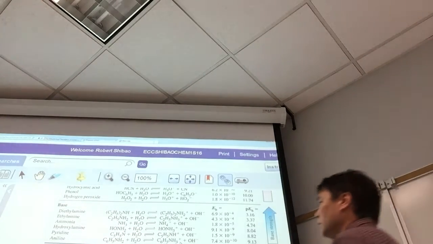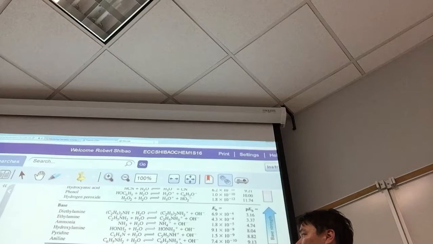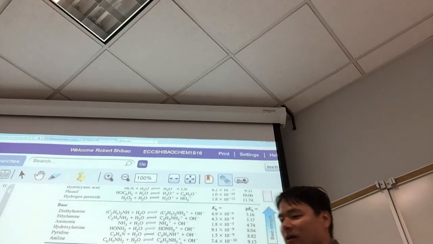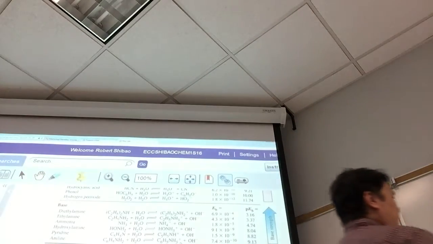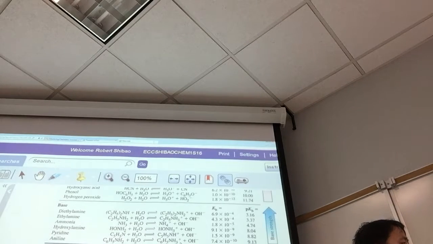But why wouldn't we consider phenol as a base instead of an acid? Phenol is not a base at all. This is a covalently bonded OH, so you might think that's a hydroxide, but it's not. And this is not an acceptor.